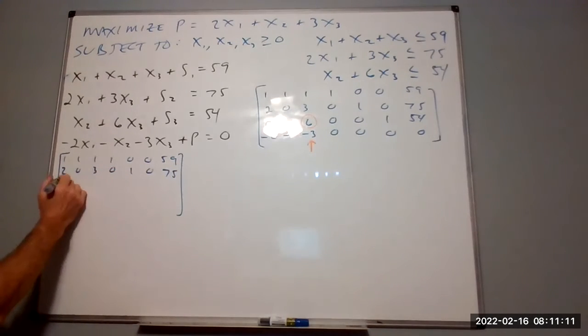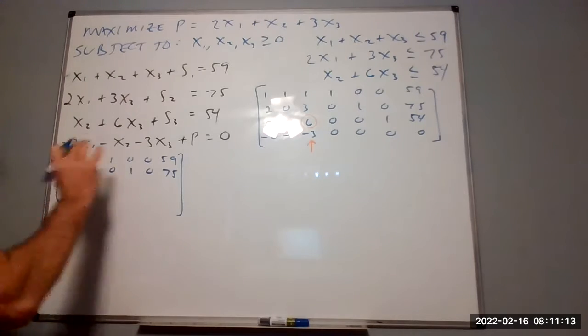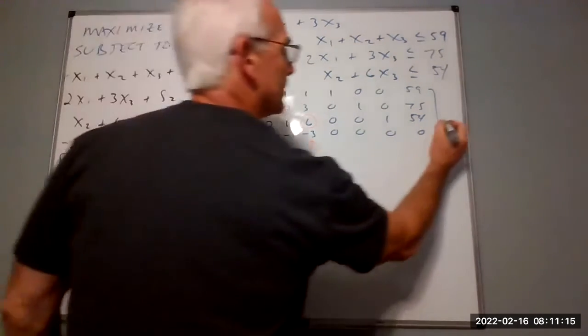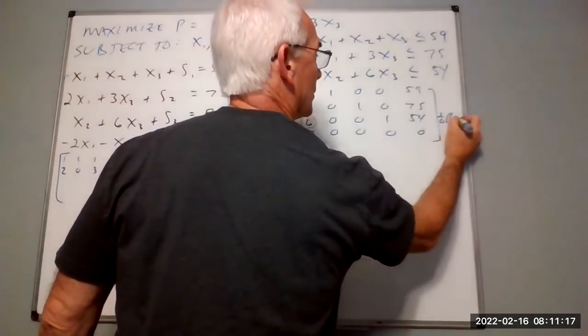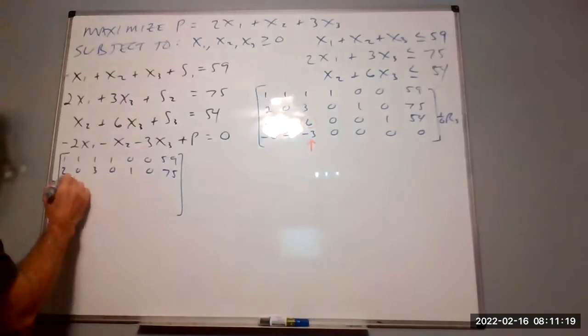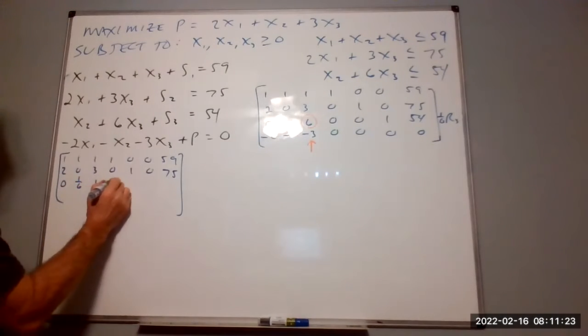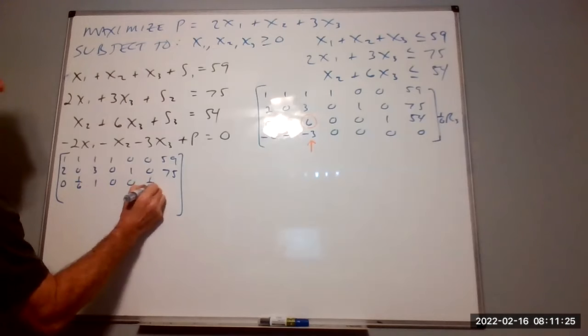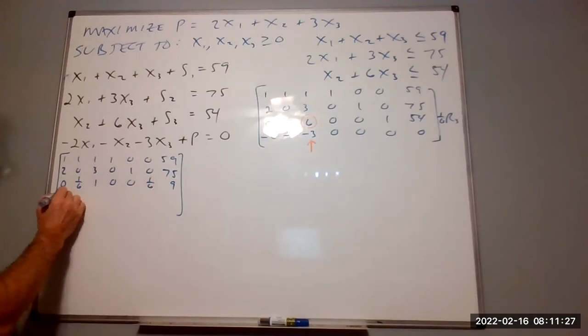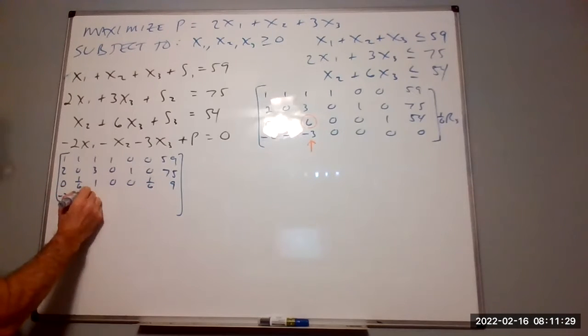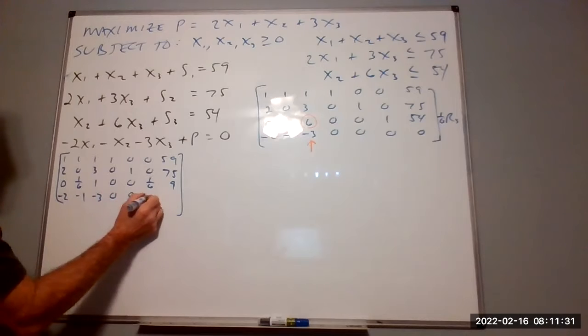Now I'm multiplying that row by 1/6. Okay, I have it a little bit tighter. I'll put 1/6 row 3, so we know what's going on here. So 0, 1/6, 1, 0, 0, 1/6, 9, and then the bottom row, -2, -1, -3, 0, 0, 0, 0.